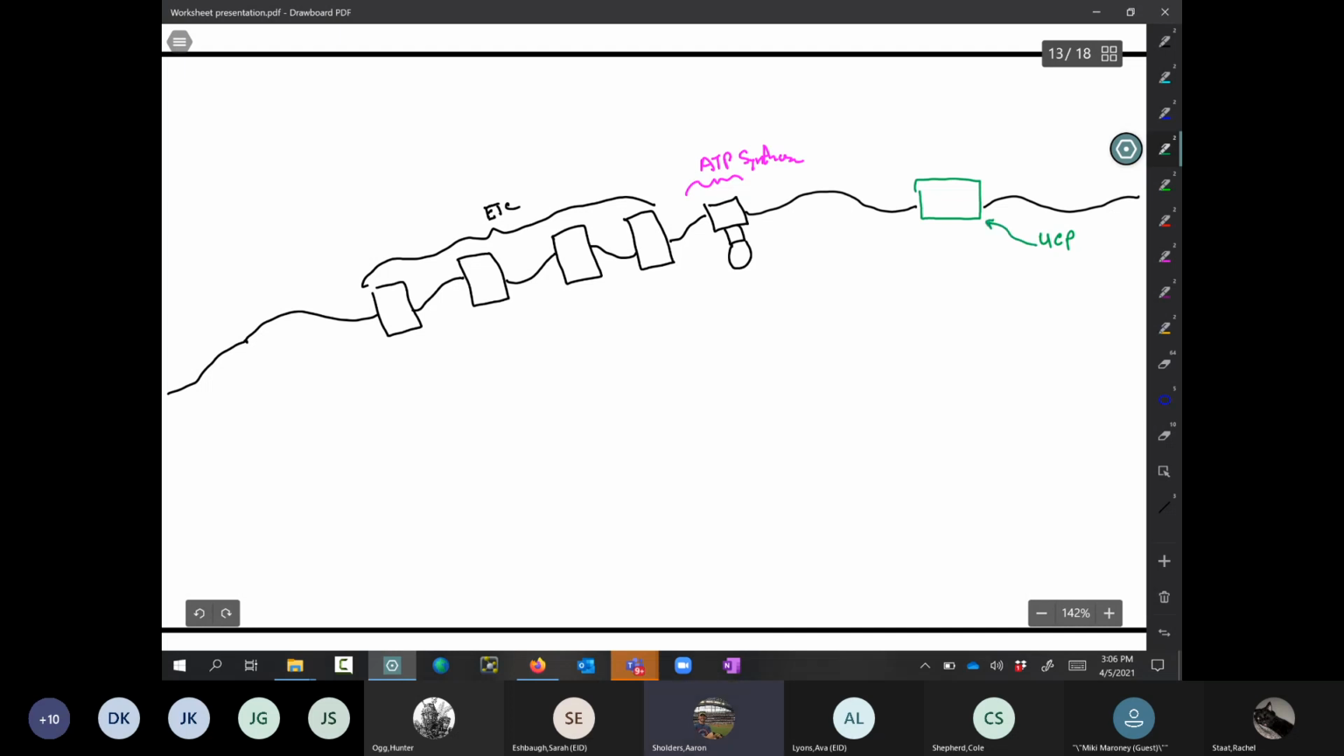Over here, we'll just draw NADH. NADH can be converted to NAD+, and then those electrons will move, as you know, through this whole process until they finally reach oxygen, making water.